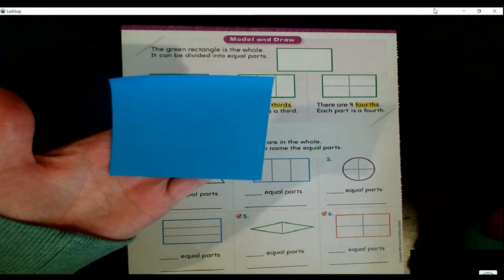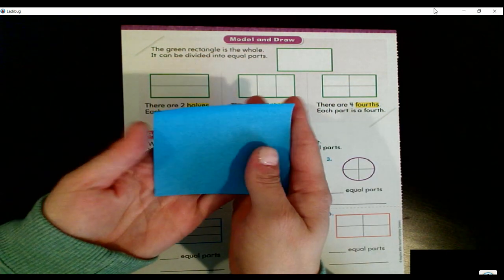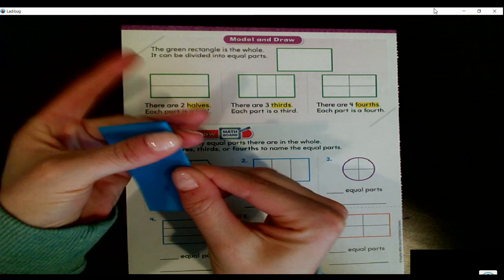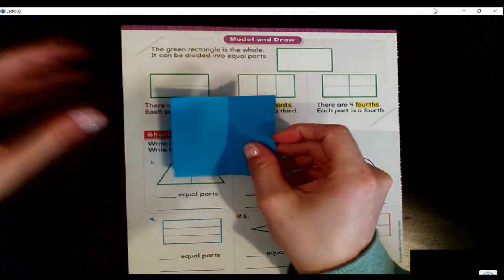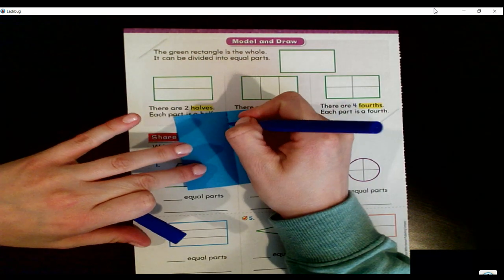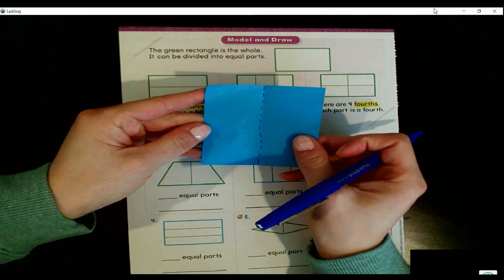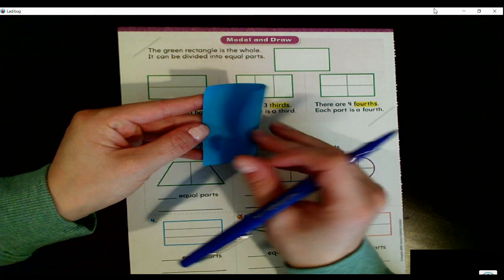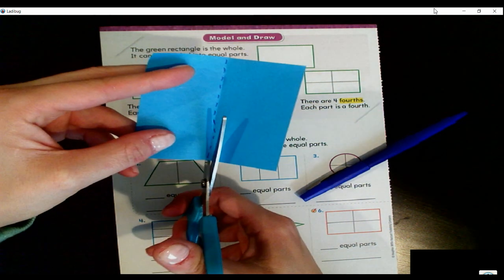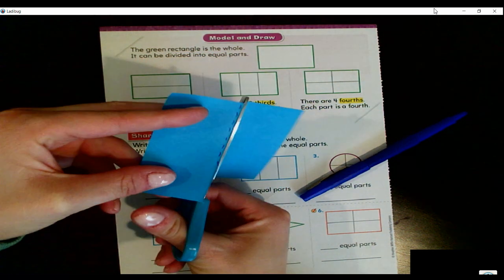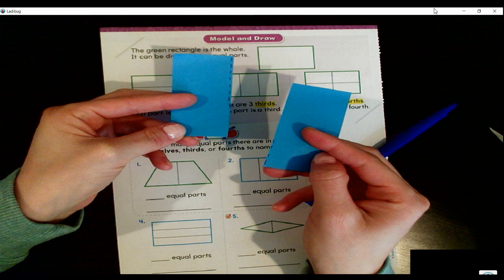But what happens if I have one friend and they want half of my Post-it note? Well, what I can do is I can fold it in half, just like this. And I can see a line through here. All right? This line lets me know what is half. How many pieces do I have now if I were to cut this in half? I'm going to grab my scissors. And now I'm taking that whole piece and I'm cutting it in half. So this is one half and this is another half.